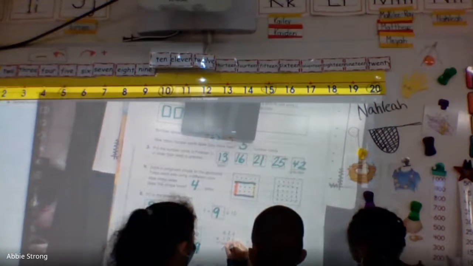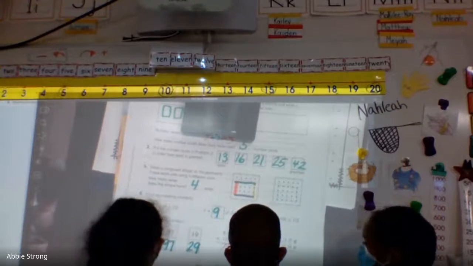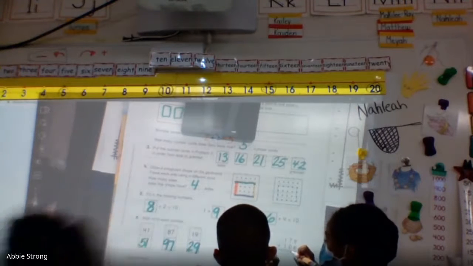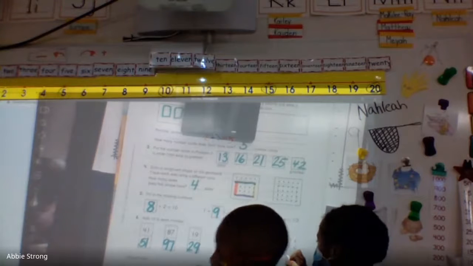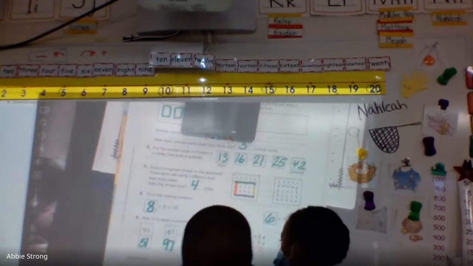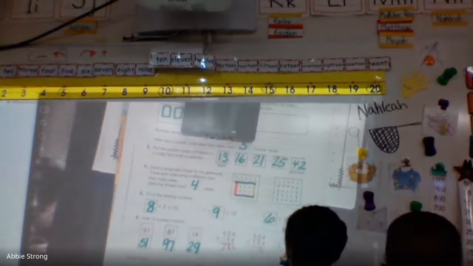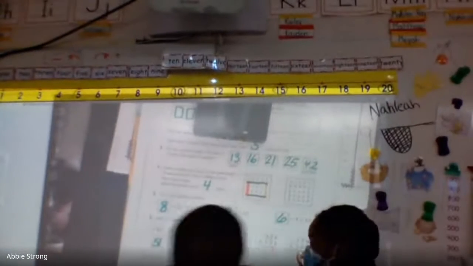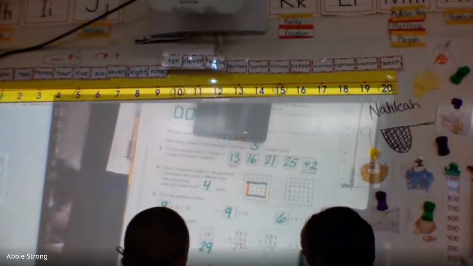I want you to solve that at your math table, and then we're going to check to make sure that our answers match. Mikaylee, you can start by finding the number on your number line, and then you can check your work. Kaden, don't forget your cent symbol. Yep, we're just going to wait.